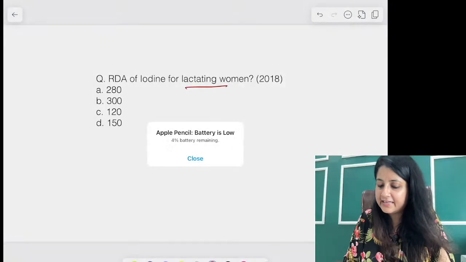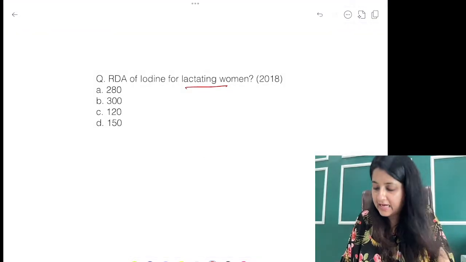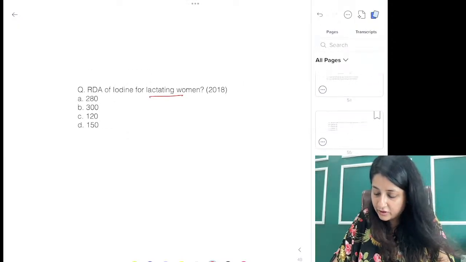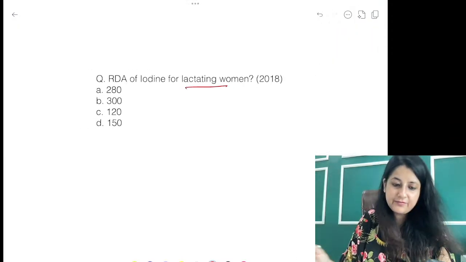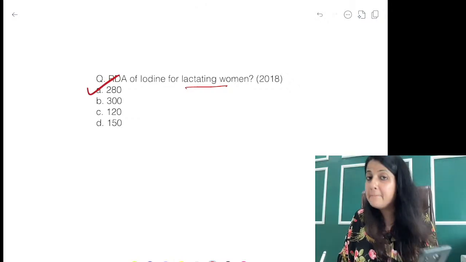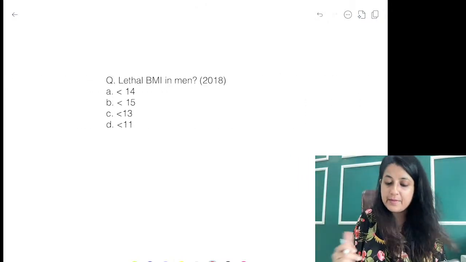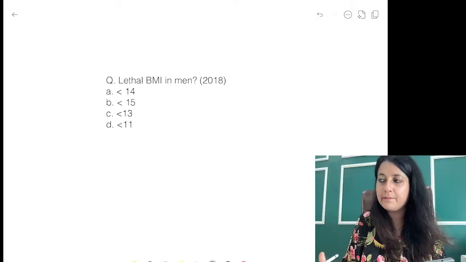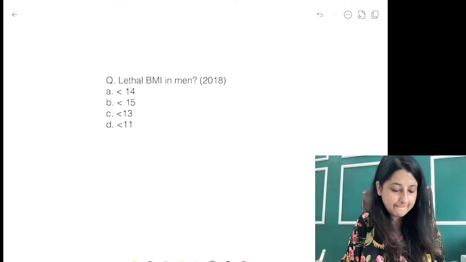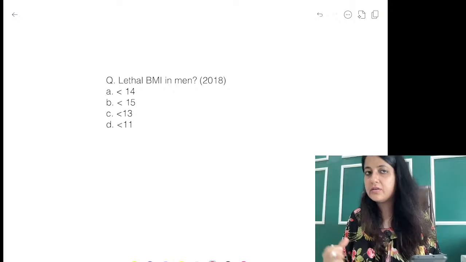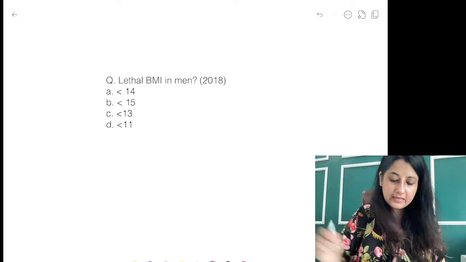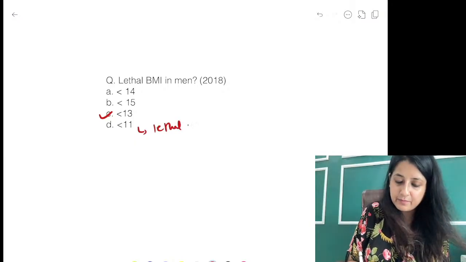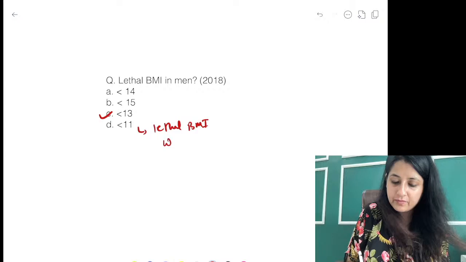Alright, RDA of iodine for lactating women, already done. Quickly give me the answer. Iodine का RDA कितना है for lactating women? 280, good. Micrograms per day. Okay, pregnancy 250. Lethal BMI in men, just revising a couple of one-liners here which have come before. Lethal BMI in men, that means the BMI the men can tolerate. Lethal, the lowermost level. Lethal BMI in men 13, less than 13. This is the lethal BMI in women, less than 11.